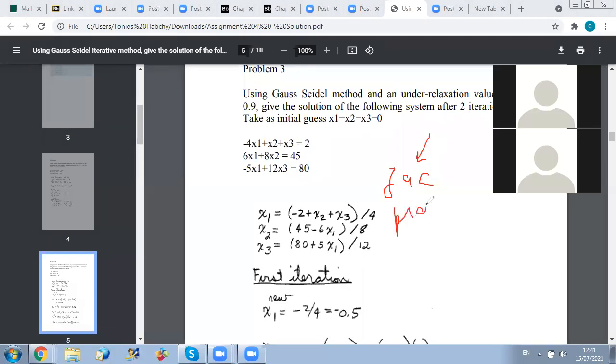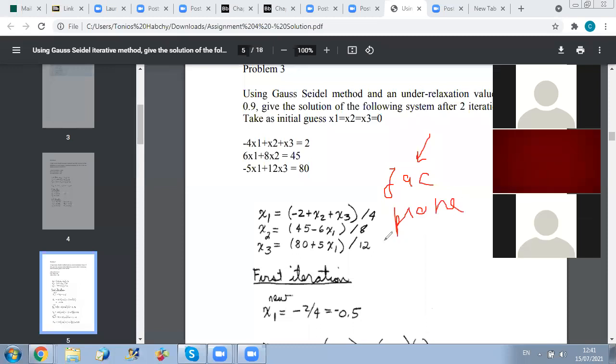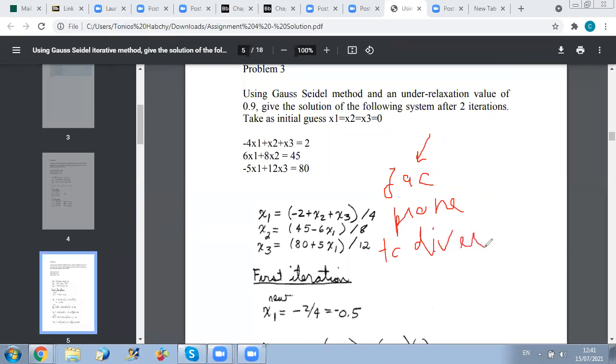to divergence. So if my system is prone to divergence I can expect Jacobi to be better compared to Gauss-Seidel, because Gauss-Seidel updates the values within the same iteration, while Jacobi goes from iteration to iteration, so it delays the update. So when the system is prone to divergence, Jacobi is recommended over Gauss-Seidel.